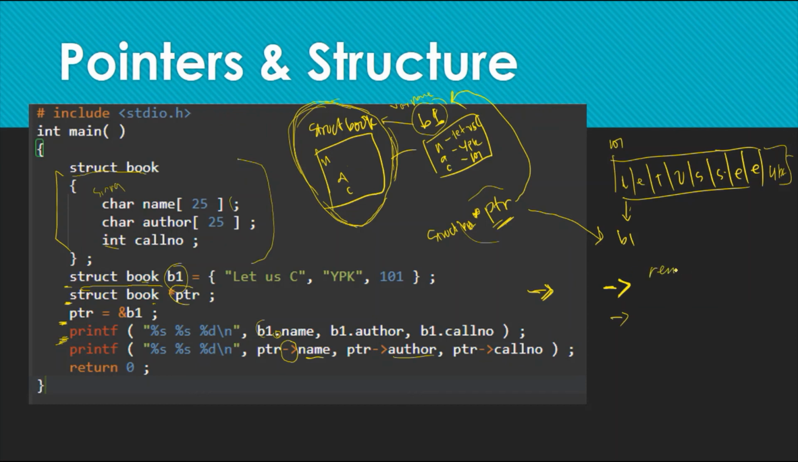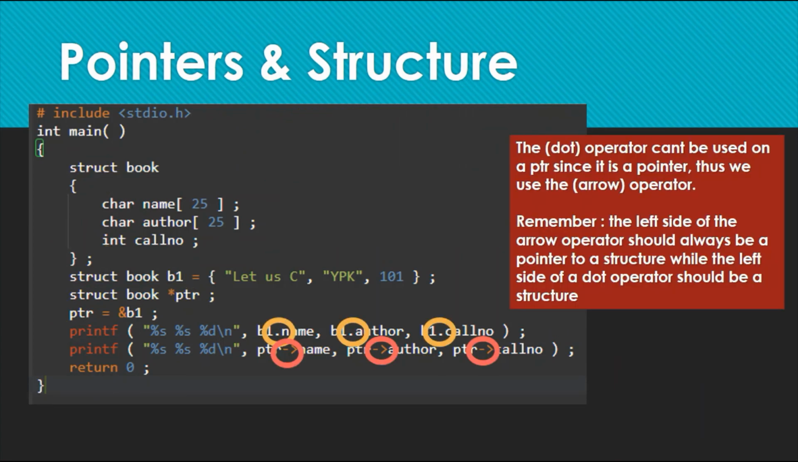Remember that, okay? This is very important. Okay? So, kung pointer, arrow operator. If variable name, then dot. Okay? Okay, so the dot operator can't be used on a pointer since it is a pointer. Thus, we use the arrow operator. Okay, so the dot only works on variables. The arrow only works on pointers.